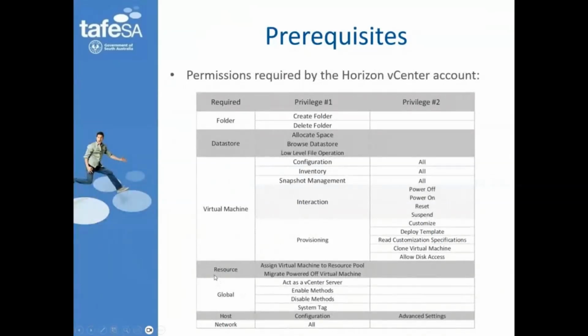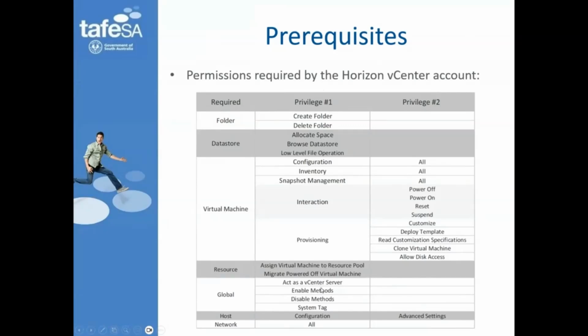So as far as resources, we need virtual machine. We need to be able to assign virtual machines to resource pools, migrate, and power off virtual machines. And for global, which is everything, act as a vCenter server, enable methods, disable methods, and do system tags. For the host, which is the ESXi host, for the networking, we need to be able to do all of it. And for the configuration, we need to look at the advanced settings.